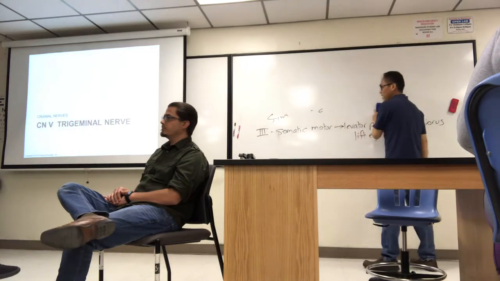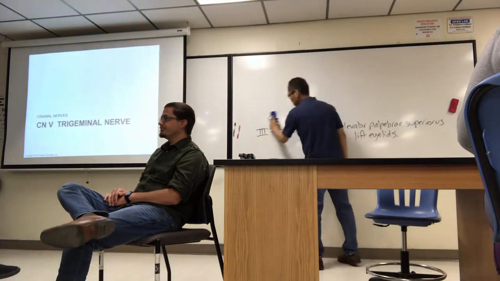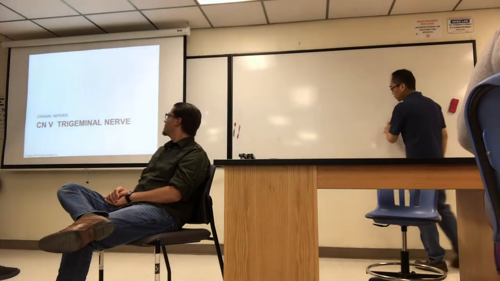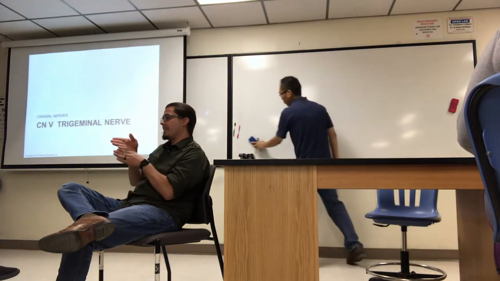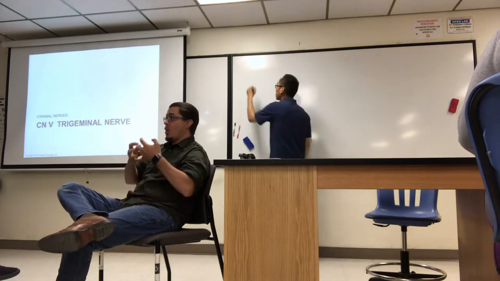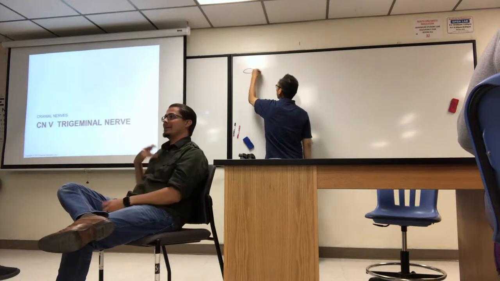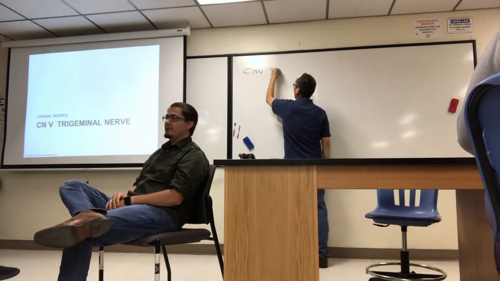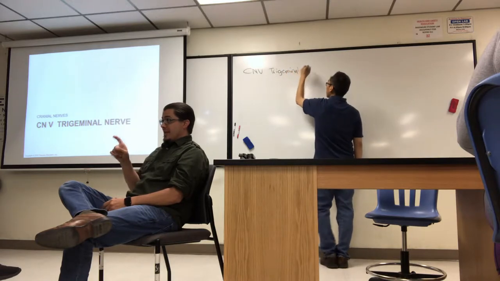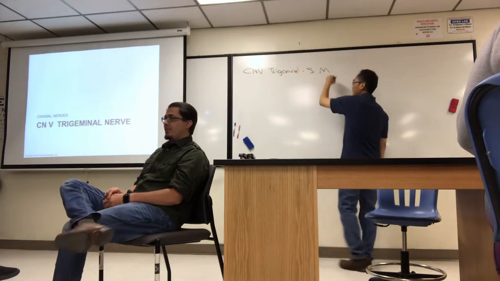The hard thing about 5 is you have to know the 3 main branches. It's a mixed nerve. 3, 4, and 6 were strictly motor. This has both motor and sensory function. Cranial nerve 5, trigeminal. It's a mixed nerve. It has sensory and motor functions.